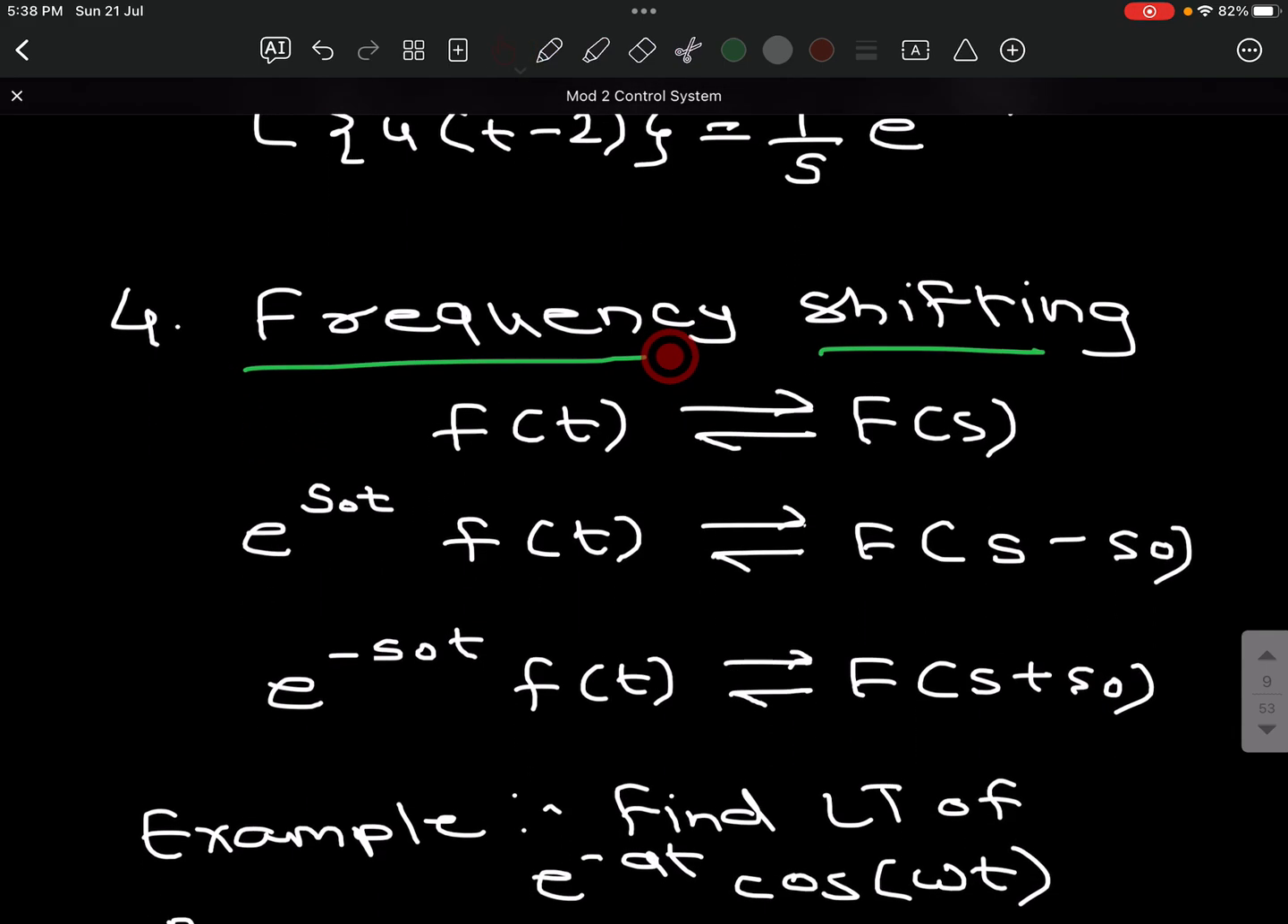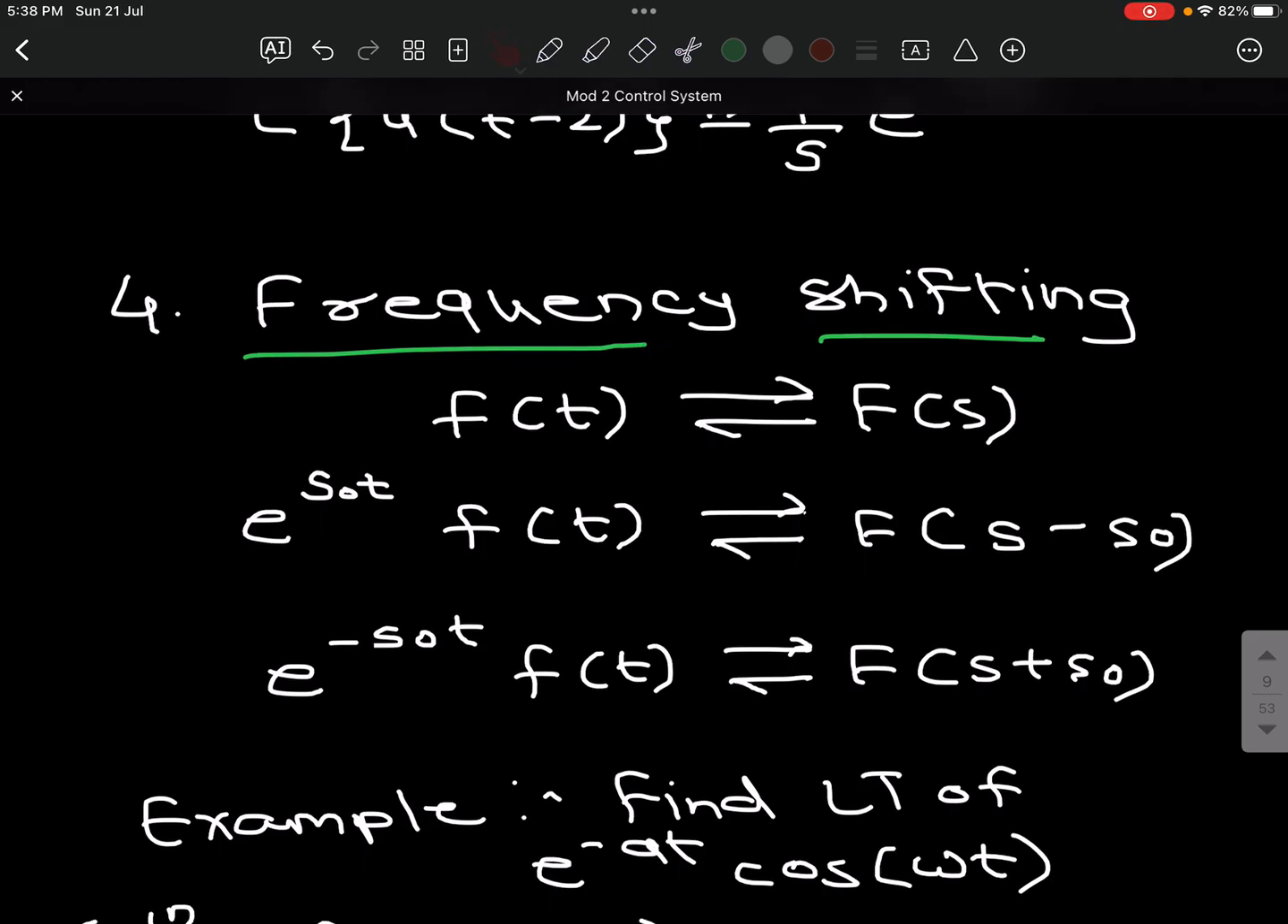Now let's take an example: find the Laplace transform of e raised to minus at into cos omega t. The standard Laplace transform of cos omega t we already have. And e raised to minus at is the shifting; this signal should get shifted by a.